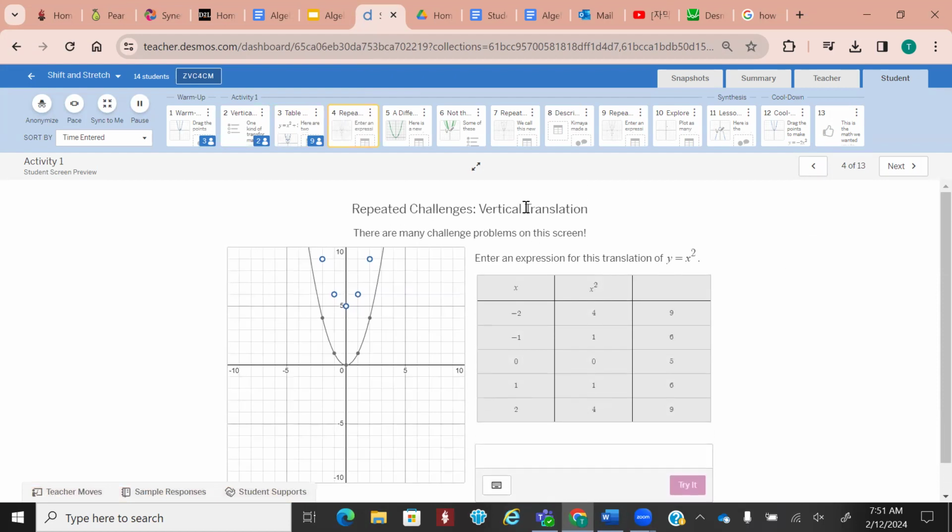All right, repeated challenges, vertical translation. So from here to here, we see the difference and it moved up 5, right? So we would write that equation as y equals x squared, and yours might look a little different, plus 5. And when you try it, it should graph it. Take a second, try that twice on your page.